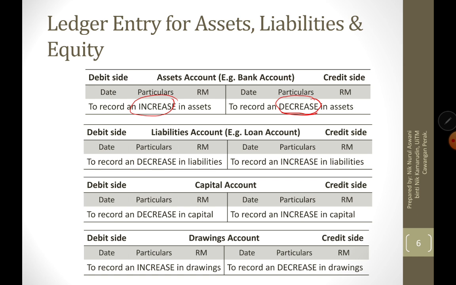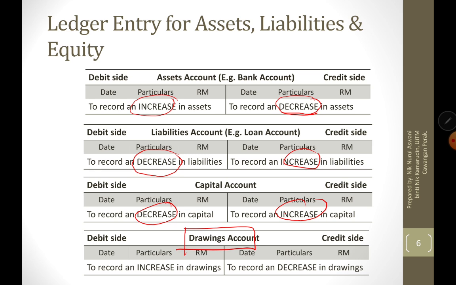For liability, it is the reverse, it is not the same. Maksudnya kalau increase in asset on the debit side, increase in liability will be credited on the credit side. Okay, so decrease in liabilities on the debit side. Same for capital. Okay, and exceptional for drawings account. Drawings account will reduce the amount of capital.